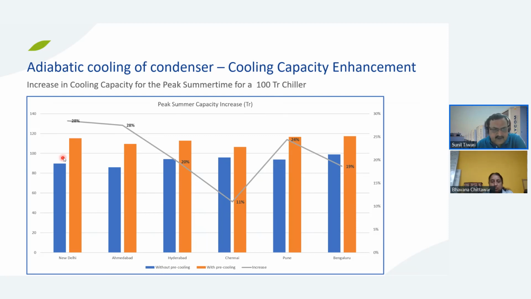In different conditions, different durations have happened. Now, by adopting pre-cooling, putting the adiabatic panels, cooling pads, and then making the air go at a lower temperature to the condenser coil, we are increasing the cooling capacity by 20%, 28%. That's quite significant. And it's a very good application for retrofit cases: enhance the cooling capacity of the existing stock of air-cooled chillers.